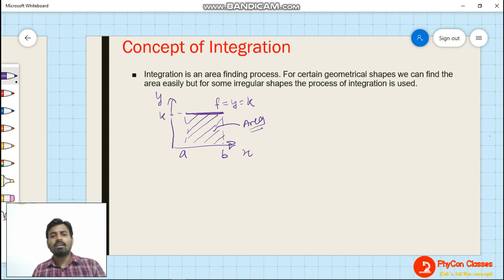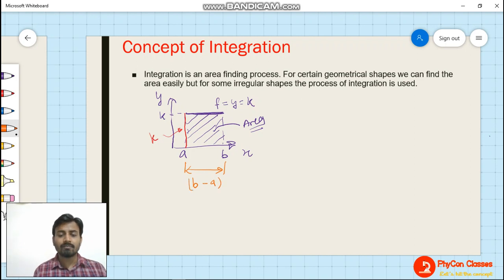Then we can just look at the graph, because y is equal to a constant, that is, the y value is not changing with x. X is changing from a to b, but y is not changing. So this particular length from here to here is constant. And what will be the length? Length is going to be k only, right? And the other side, this a to b, what is the length? This length is going to be the final value of x minus the initial value of x, b minus a. This is the length, right?